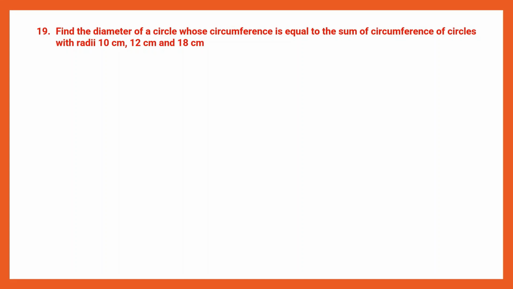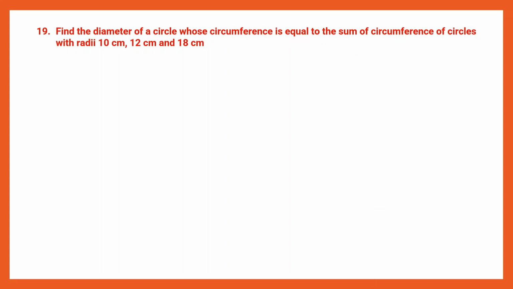Question 19. Find the diameter of a circle whose circumference is equal to the sum of the circumferences of circles with radii 10 centimeters, 12 centimeters and 18 centimeters. So here we are talking about three circles with radii 10 centimeters, 12 centimeters and 18 centimeters. Now we have to find the circumference of these circles and then find the sum of the circumference because there's another circle whose circumference is equal to this.